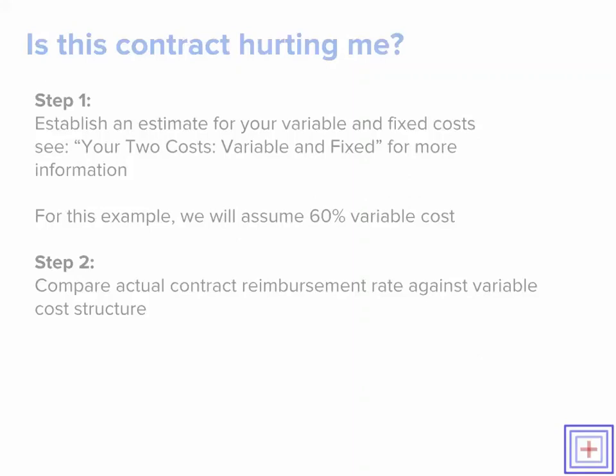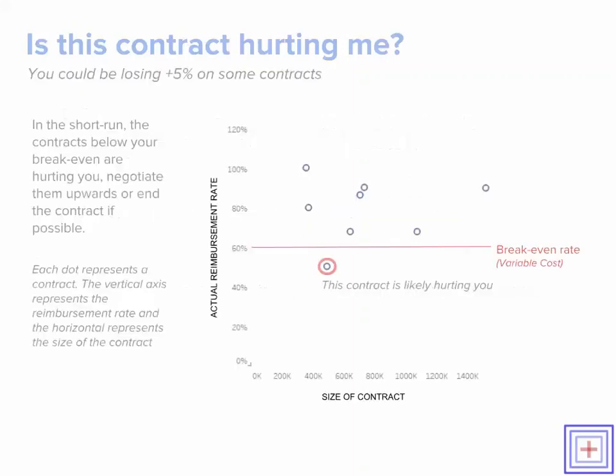Hey, so in this video, we're going to try to answer the question, is this contract hurting me? There's two steps in this process. First, you're going to want to understand your cost structure. You could learn more on that in our article, Your Two Costs, Variable and Fixed. For this example, we're going to assume a 60% variable cost structure. And then your second step, you want to compare your actual contract reimbursement rate against your variable cost structure.